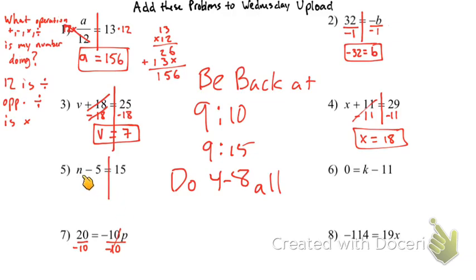My variable's on the left side, which means I have to get rid of everything but my n. So this 5 has to go away. What's the 5 doing? It's subtracting. So the opposite of subtraction is addition. What you do to one side, do to the other. N equals 20.